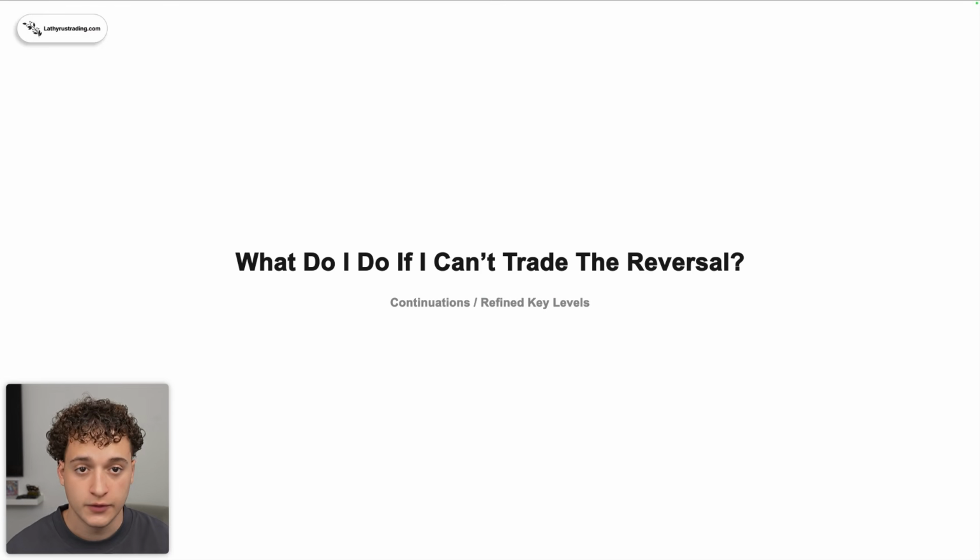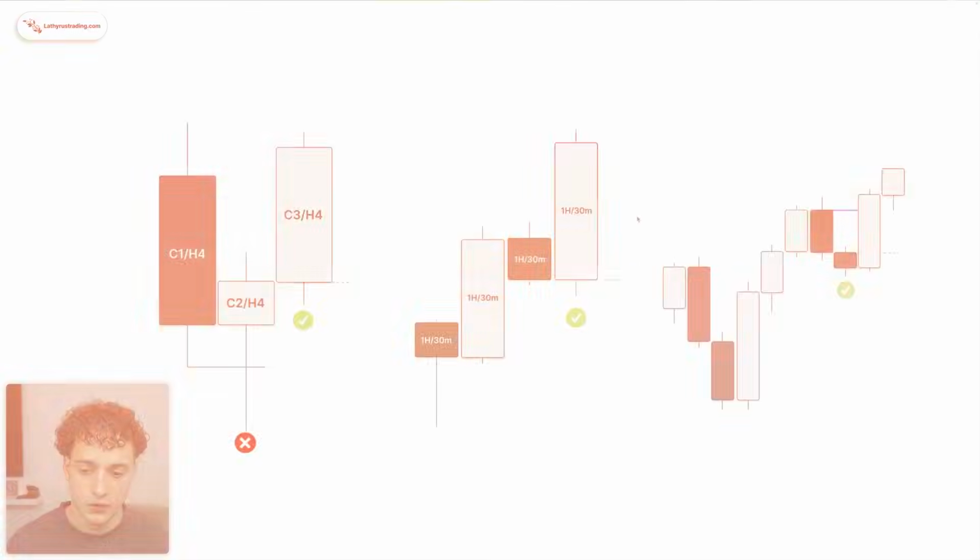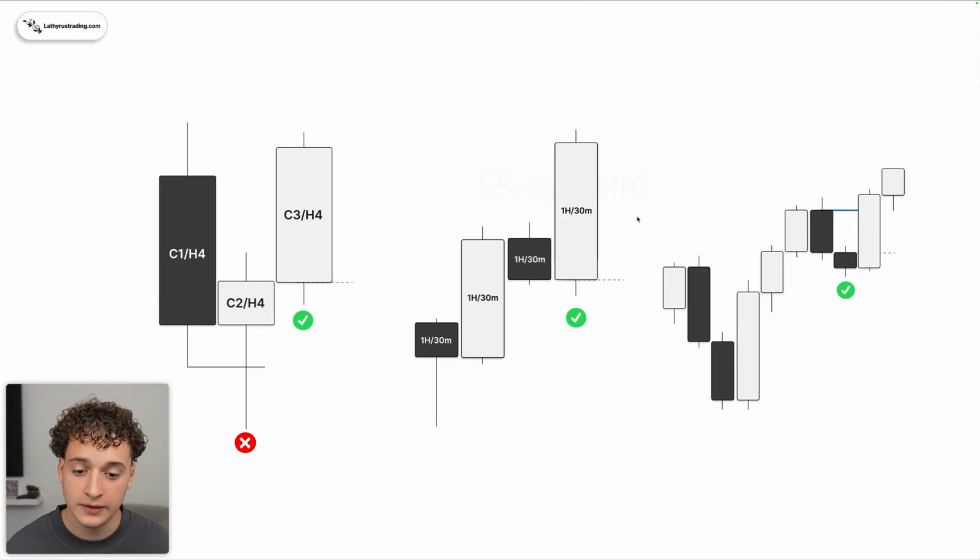Now, what do I do if I can't trade the reversal? Here we're going to be talking about continuation framework, touching on the previous slide that I showed you of where everything is invalid, how I mentioned that you would want to wait for expansion away and trade within the C3 refined key level. We're going to jump into that. So as we see here, we have this invalid framework once again on this H4 C2 where it has an extremely large wick, and you do not want to position yourself in that.